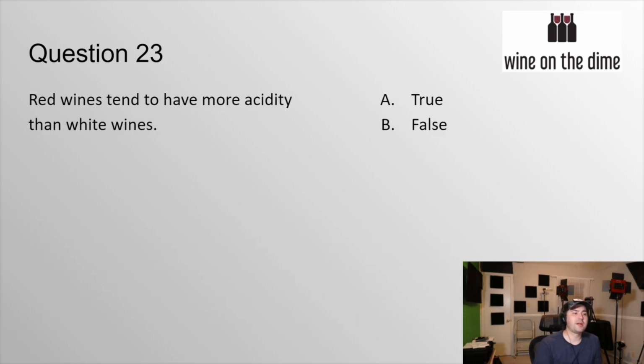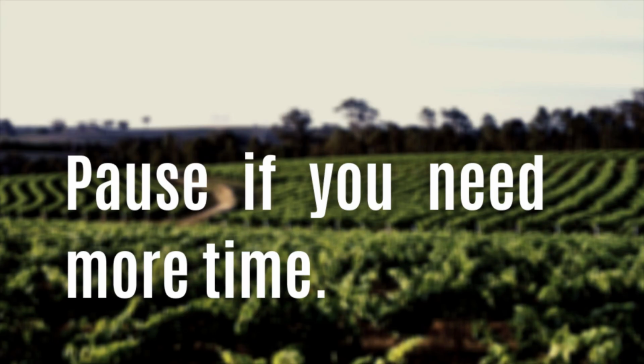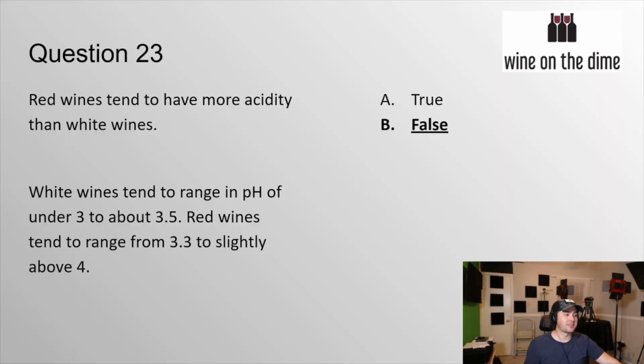Question 23. Red wines tend to have more acidity than white wines. True or false? All right, so the answer to this is false. Your average white wine is going to have a pH of around 3 to 3.5, and your average red wine is going to be about 3.3 to 4.